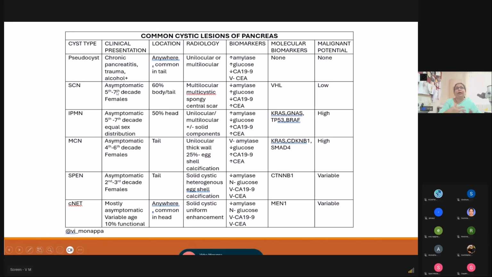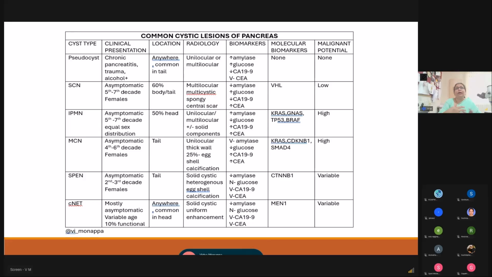Serous cystic neoplasm, exactly how our patient presented, in the 5th to 7th decade, asymptomatic. Our patient had just mild abdominal discomfort. 60% of the cases occur in the body and the tail. On radiology, they are multilocular, multicystic with a spongy appearance, which we saw on the gross, with the central scar. Now, central scar is a very characteristic feature of serous cystadenoma. However, it is present only in around 30% of the cases.